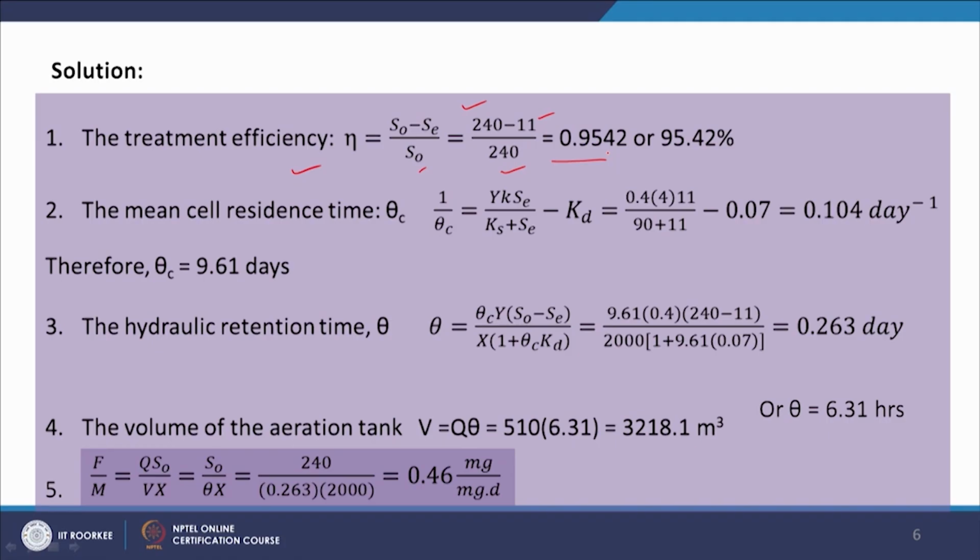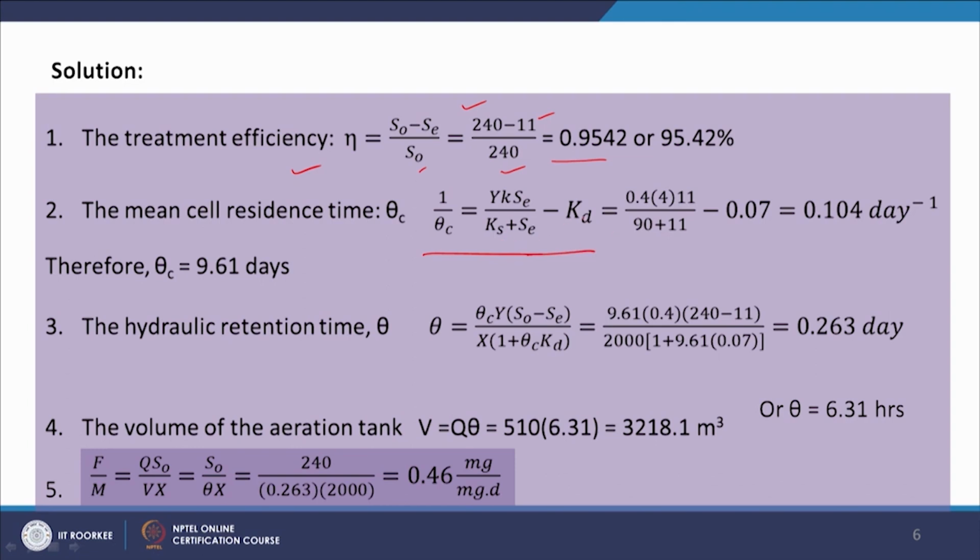Next was the residence time. We need to calculate the residence time, that is theta c, and we know that we have this expression: 1 by theta c equal to Y k S_e by (K_s plus S_e) minus k_d. So, this is the expression. With the help of all these biokinetic parameters, we can get the value of theta c.